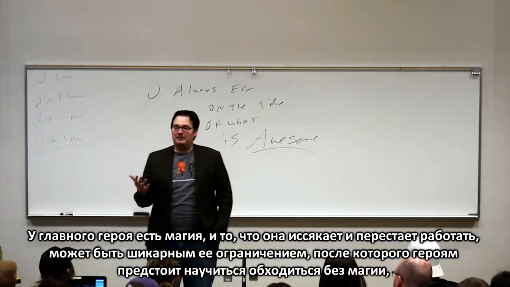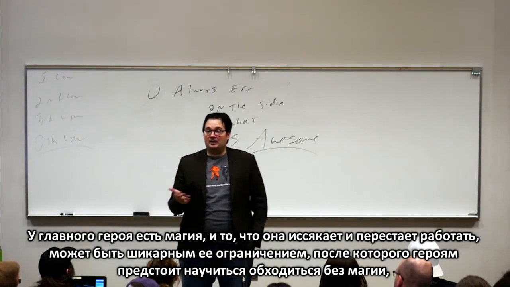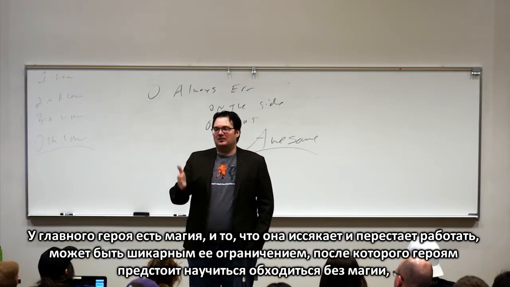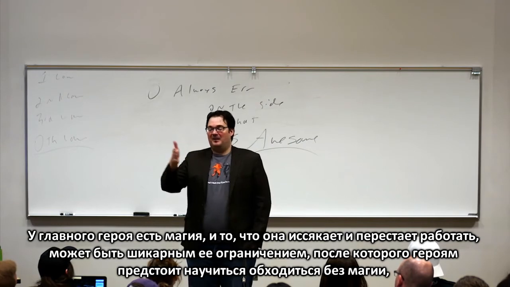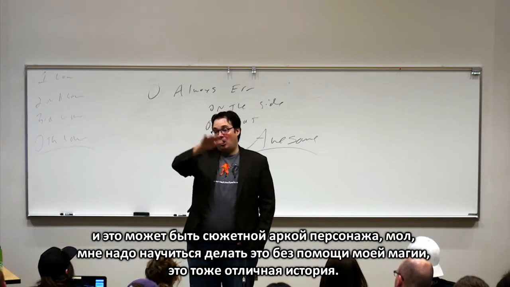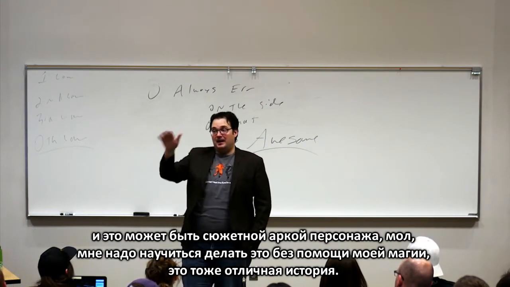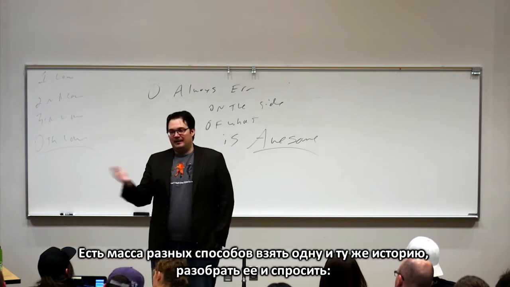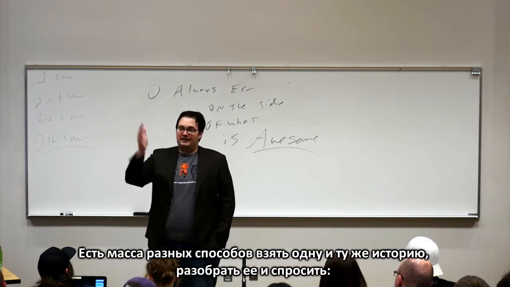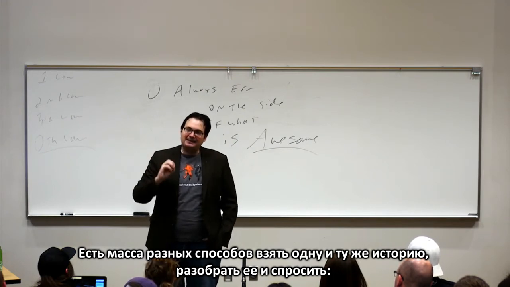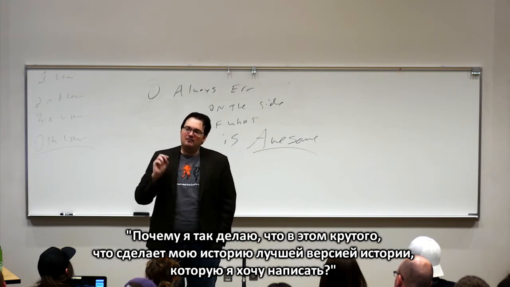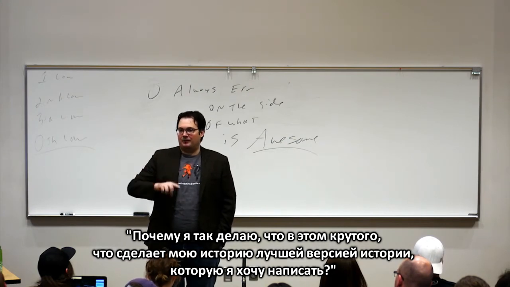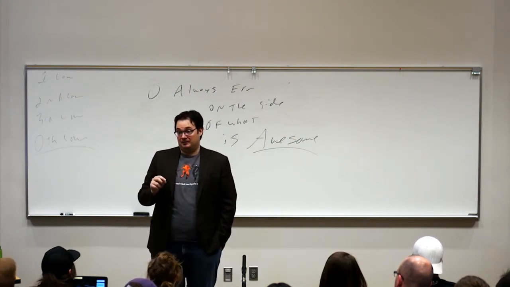The main character having magic and it running out and stopping working could be an awesome limitation to the magic, as then you will need to have them learn to stand without the magic, and that's your arc for your character: I need to be able to do this without the crutch of my magic. That's a great story also. These are all different ways to take this same story, break it down and say, why am I doing this? What is cool about it? What is going to make my story the best version of the story that I want to write?